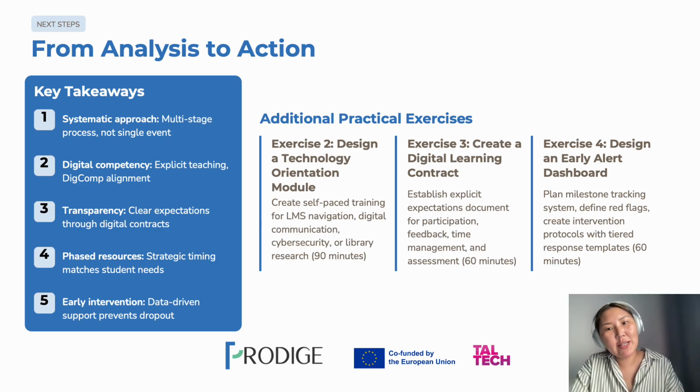So here's some additional exercises that you can work on. So these are totally optional. Exercise 2, design a technology orientation model. So for example, you can create a self-paced training for LMS navigation, digital communications, cybersecurity, or library research. Next exercise is creating a digital learning contract, so you can establish explicit expectations document covering participation, feedback, time management, and assessment in general, that the students can just learn about that and be ready for their study at your university.